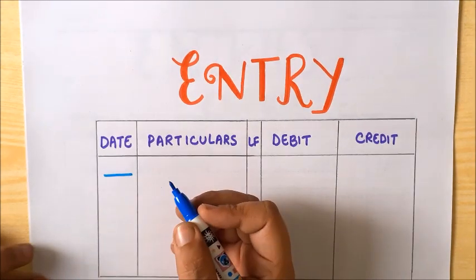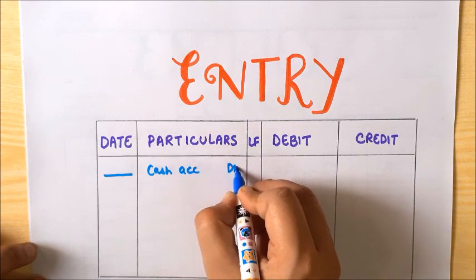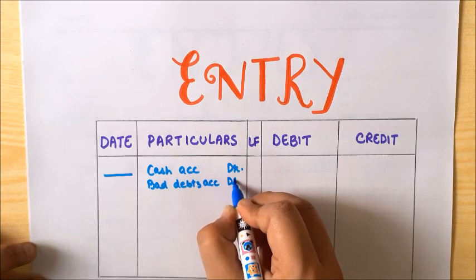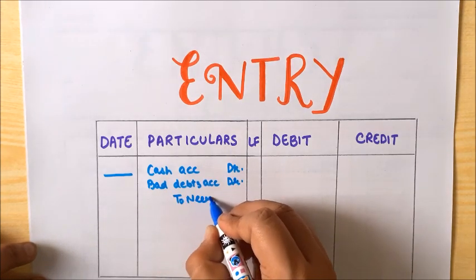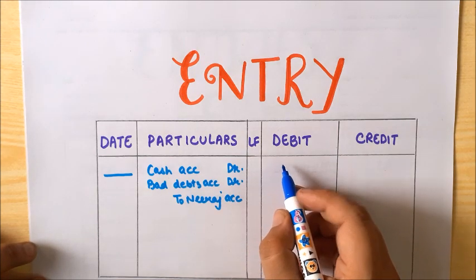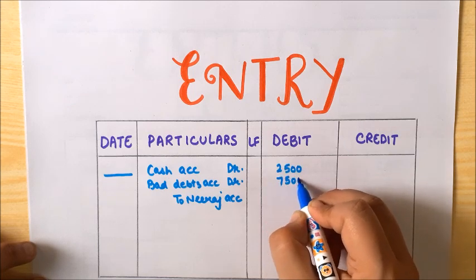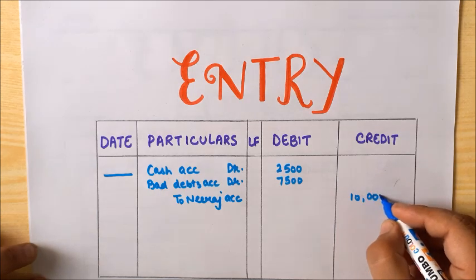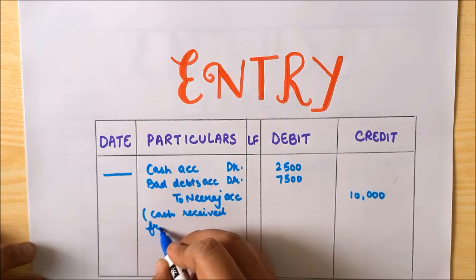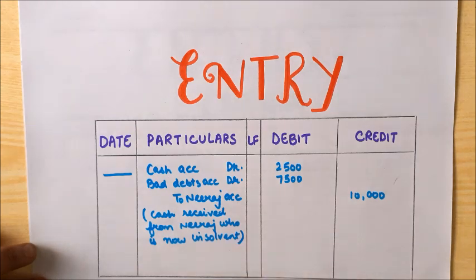Here, what you will do, you will write the date. After writing the date, you will write cash account debited, bad debts account debited, to Neeraj's account, and in debit column, since 25% is received, 2500, 7500 is the balance, and total 10,000. Narration, you will write that cash received from Neeraj, who is now insolvent.